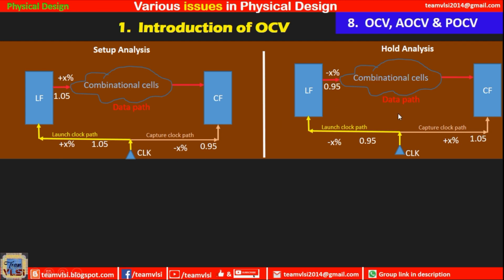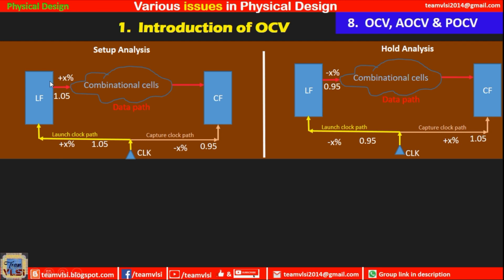Similar to hold analysis, in setup analysis, your timing could fail due to on-chip variation. The thing is, only if the data reaches the capture flop late can your setup violate. So how can that happen?